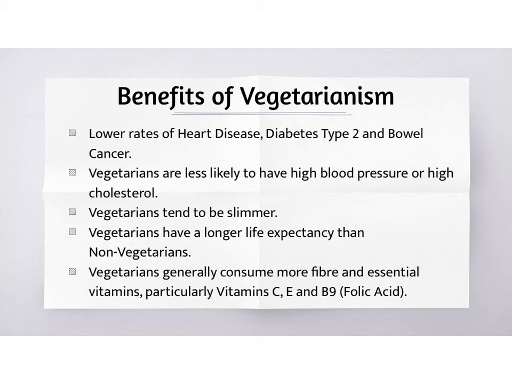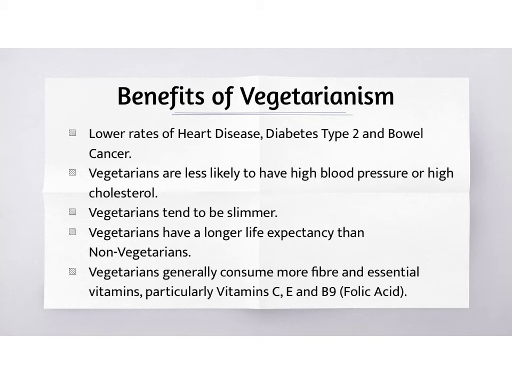The next point links to hypertension, and we know that vegetarians are less likely to have high blood pressure or even high cholesterol. Now, the reason why is that cholesterol does come from our saturated fats. So, saturated fats are from animals, and by not having animal products, we do naturally reduce our risk for having high cholesterol. Now, the next example that we can see is that vegetarians do tend to be slimmer. So they are able to naturally manage their weight a little bit better than people who have meat and animal products in their diet. Vegetarians also have a longer life expectancy than non-vegetarians, and this means that they do live longer.